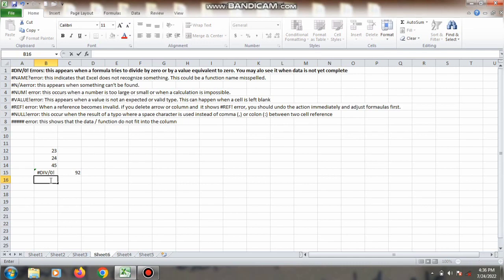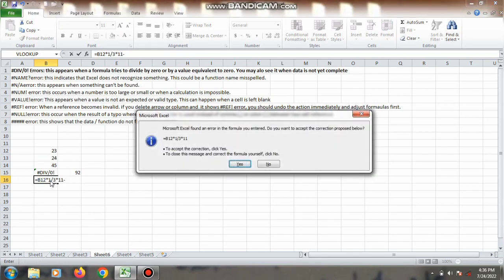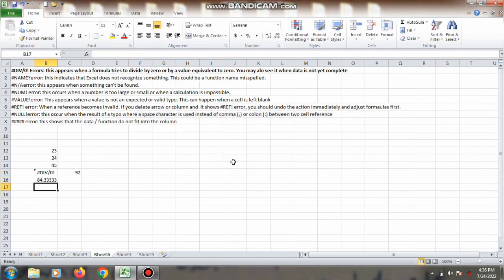You also have the #NUM error. That means this error occurs when the number is too large or the calculation is impossible. Equals B12 multiplied by 1 divided by 3 times 11 minus 10. What happened? You see this error. This one is too much now. We cannot accept it from you. Those are some of the errors you will find, but as we are working on it, we'll be seeing them.